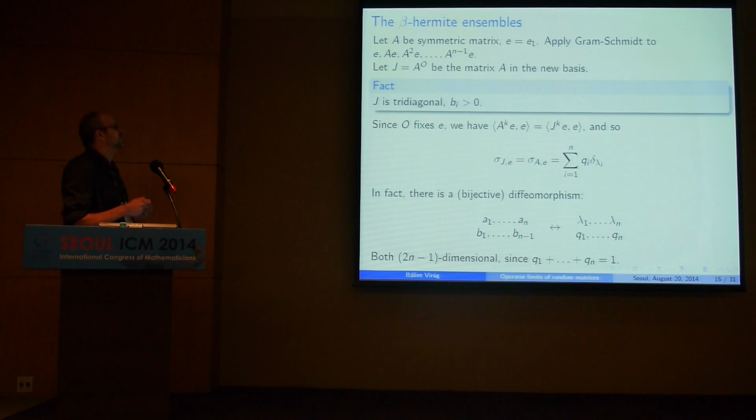So again, we take a symmetric matrix A, and we look at the powers of the matrix applied to a fixed vector e. Okay, so this gives you a sequence of vectors, and you assume that these form a basis. Okay, and then you take J, which is the matrix A in this new basis. So it's A conjugated by some orthogonal matrix. Okay? So it's a simple fact.